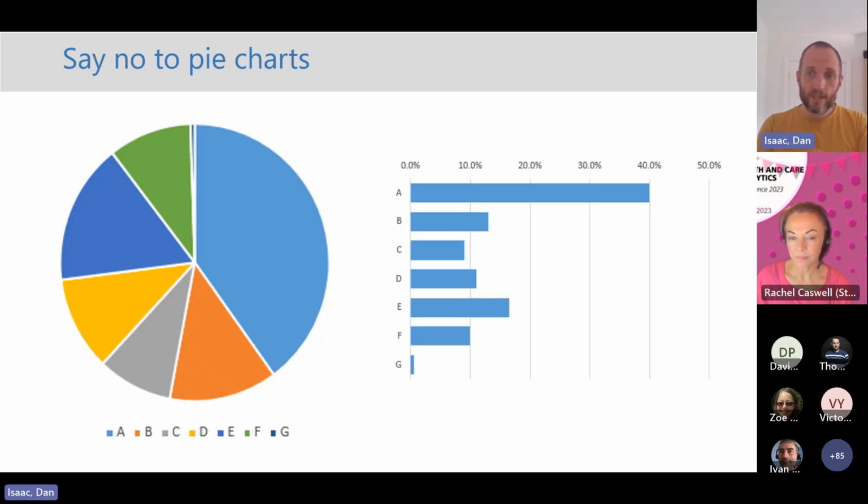I would always recommend that a bar chart will work better than a pie chart. As mentioned, we're really good at reading differences in length. And so for that reason, I would always say that the data is going to be clearer in a bar chart.